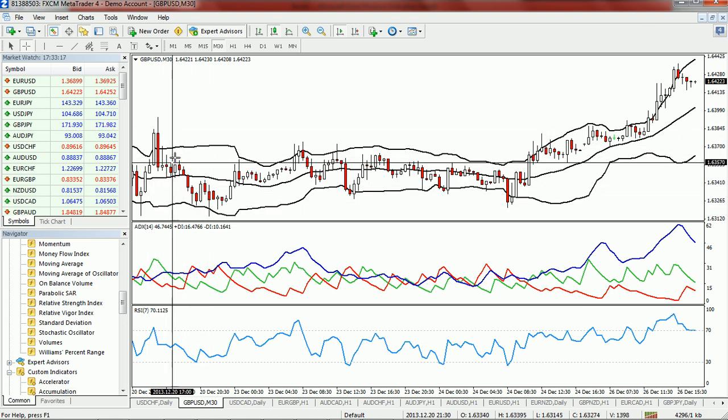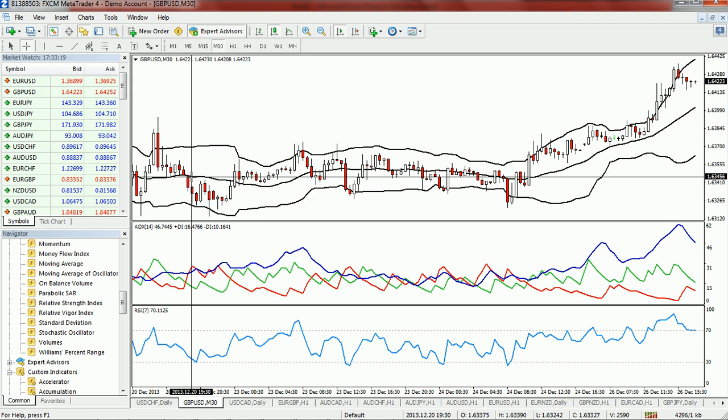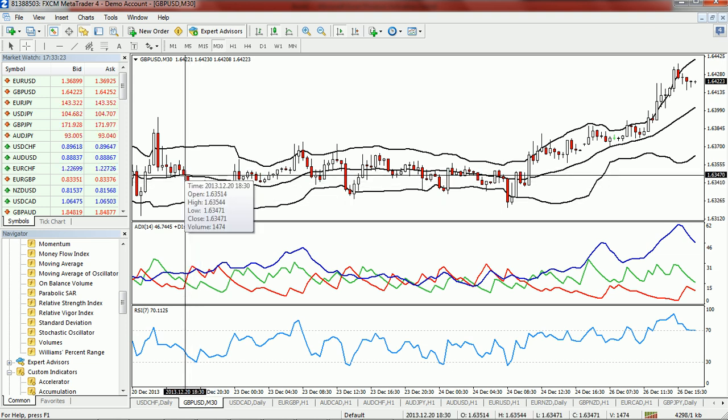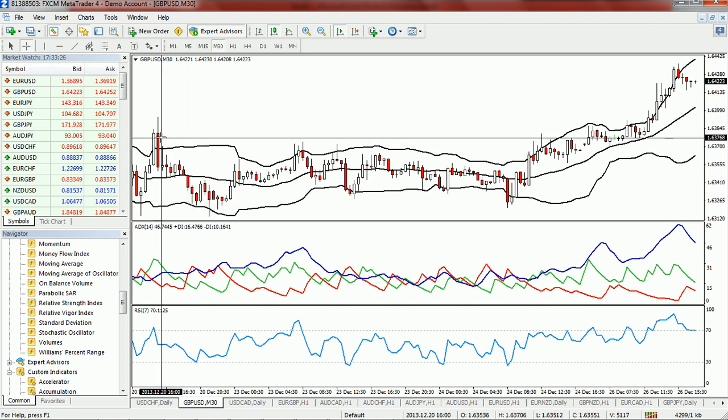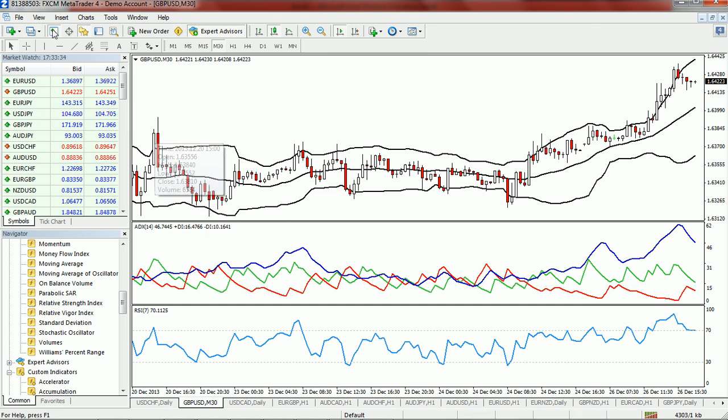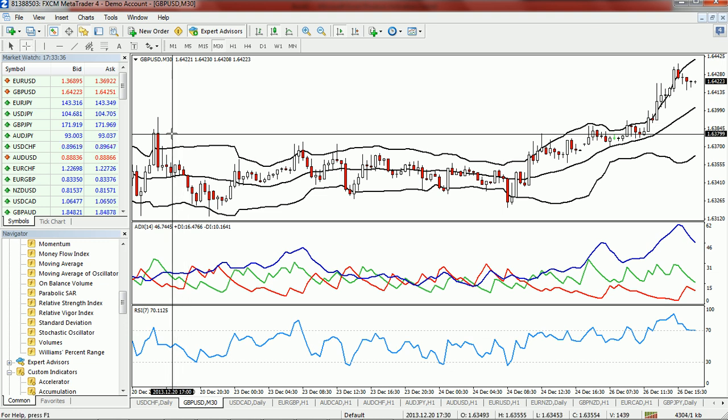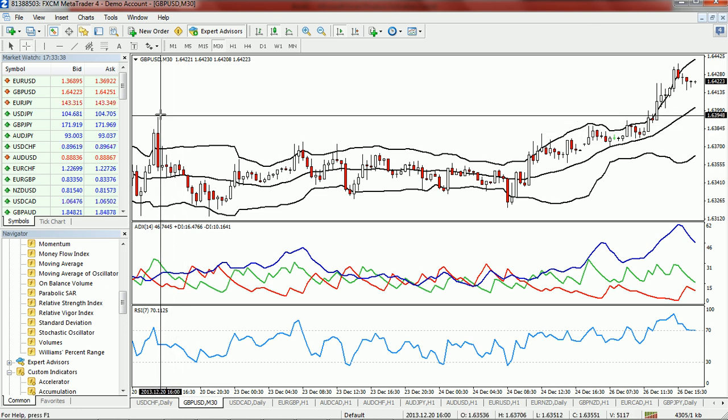Sorry, this is not a long entry, this is a short entry actually. So you can close the trade whenever the price reaches the middle Bollinger Band, or whenever the price reaches the lower Bollinger Band. And for the stop loss, again you have to keep the stop loss above the high of the candlestick, at least 1 or 2 pips. So this is the rule for a short entry.